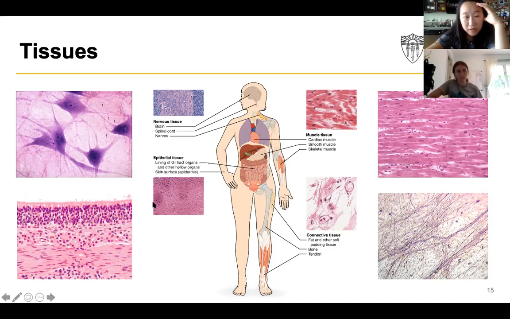Then the second type of tissue is epithelial tissue, and it covers external surfaces like the skin. So you can see that they're all aligned here to form a thick barrier.